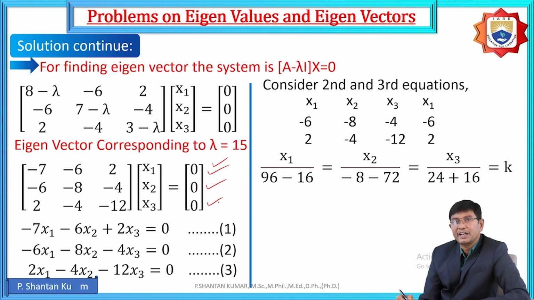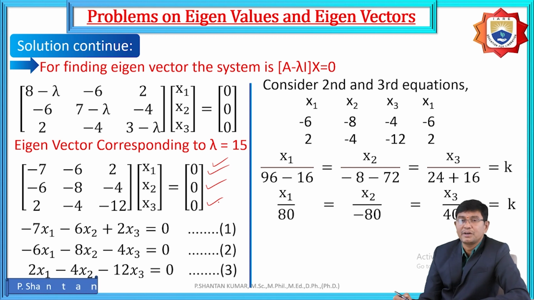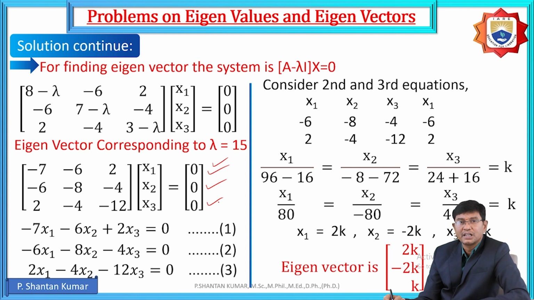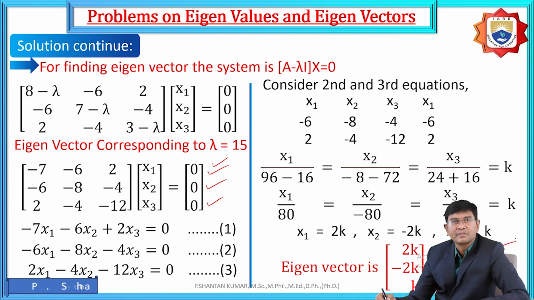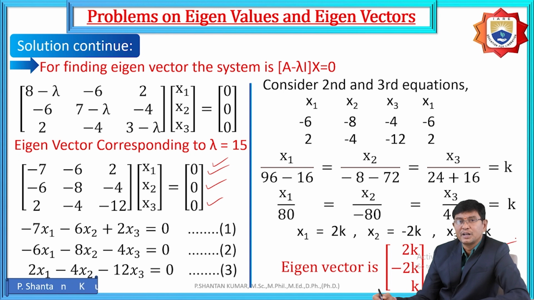The first one is x1 by 80, x2 by minus 80 and x3 by 40 is equal to k, an arbitrary constant. And here dividing by 40, the first value is x1 equal to 2k, x2 equal to minus 2k and x3 equal to k. By taking any real value of k, x1, x2, x3 is the eigenvector corresponding to lambda equal to 15. The values are 2, minus 2, 1 as the final solution. This is how we obtain the eigenvectors corresponding to lambda equal to 15.